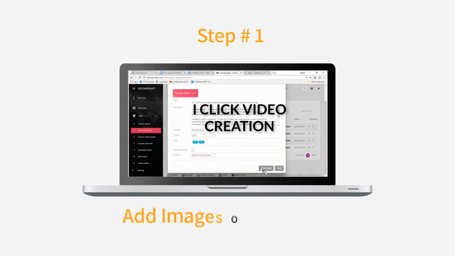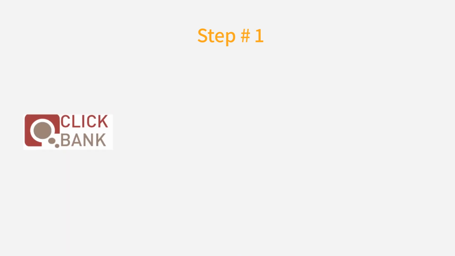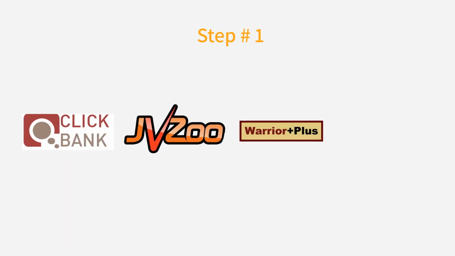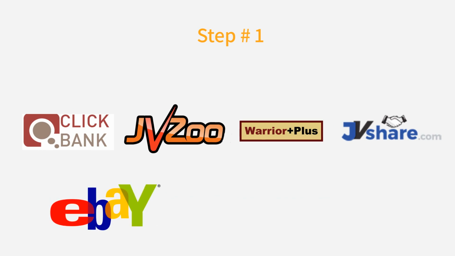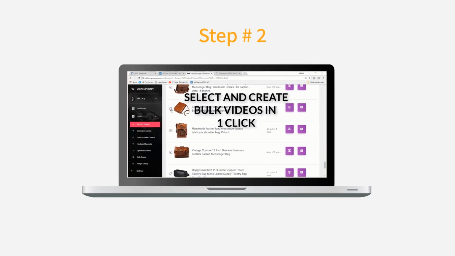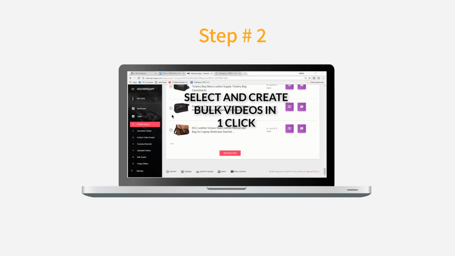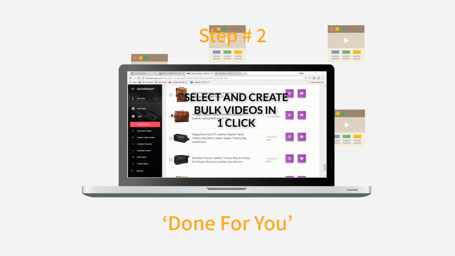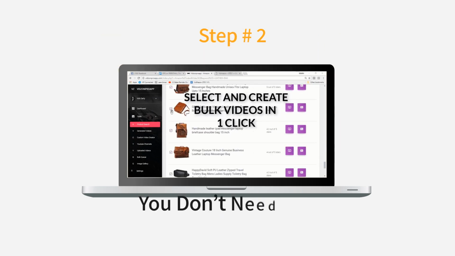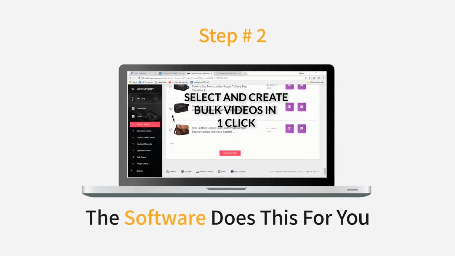Step 1. Add images of any offer you want to promote. This could be an offer on ClickBank, JVZoo, Warrior Plus, JVShare, eBay, AliExpress, or even CPA offers. Step 2. After adding images, click Go and the VidMazon special upgrade will create your done-for-you video in just a few minutes. And remember, you don't need any special video-making skills. The software does this for you.